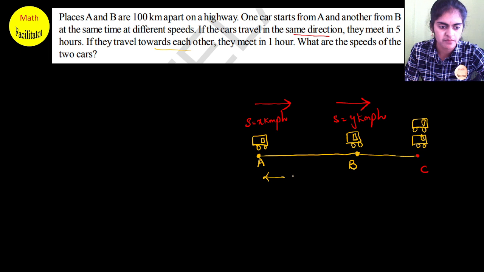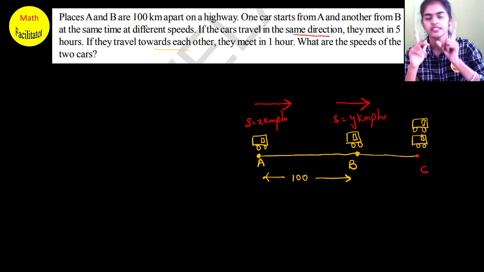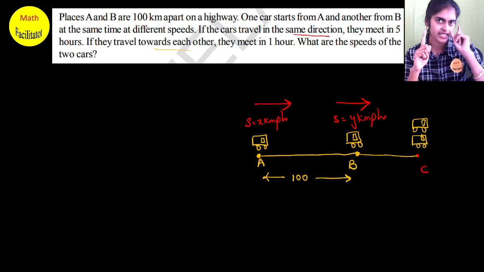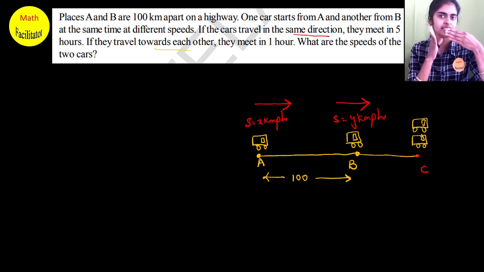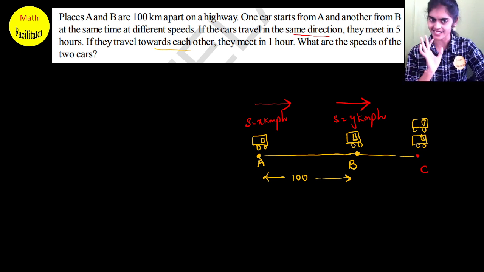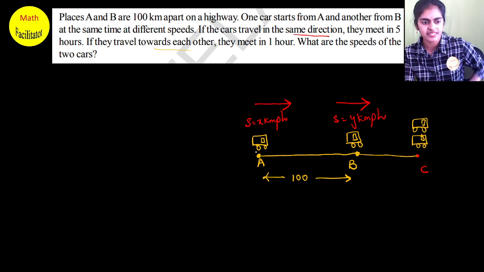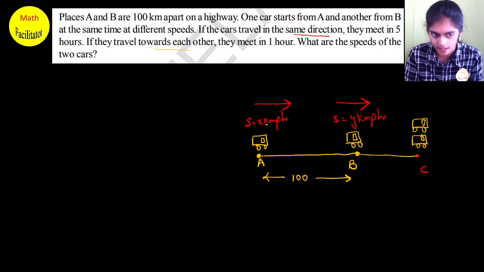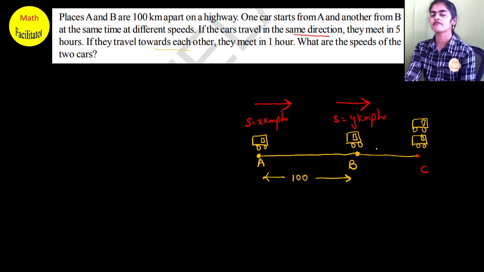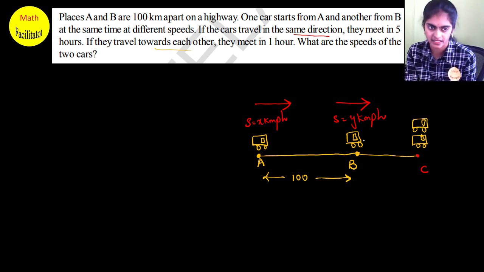Okay, and the distance between the two points A and B is 100. So understand here, there are two points A and B. One car is starting from A, one car is starting from B, and both of them are traveling in the same direction. So car A is going very fast, so it has overtaken car B at the point C. That means both the cars are meeting at point C. So speed of first car I am taking as x kilometer per hour, speed of second car as y kilometer per hour.